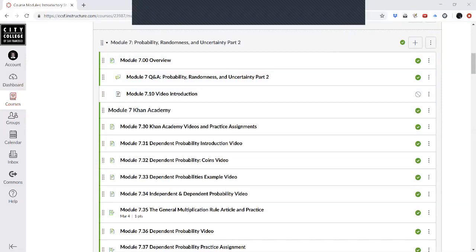Conditional probability is where the probability of one event happening depends on another event either happening or not happening. So it changes the probability.